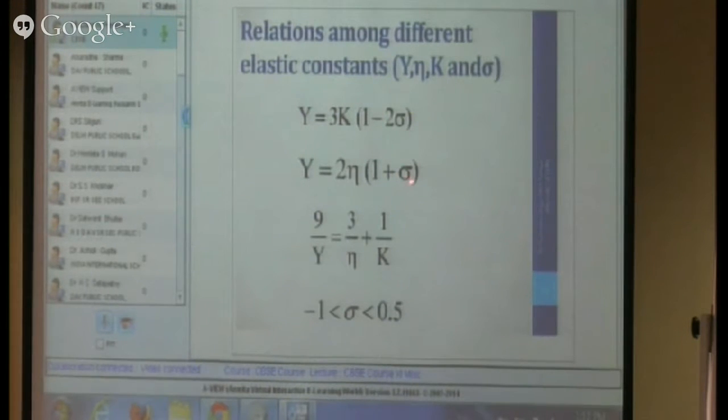Similarly, sigma cannot be less than -1, because the moment you put this less than -1, the whole term will become negative. Either Y is negative or eta is negative. This again is not possible. So these relations you can remember, right? These are interconnecting relations. Sometimes they give you information for Young's modulus, bulk modulus, and they'll ask you what is Poisson's ratio. So interconnections, you can handle it. So this you have to remember, right? Proof we are not touching at this stage.